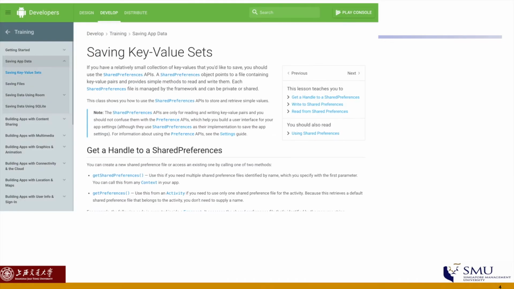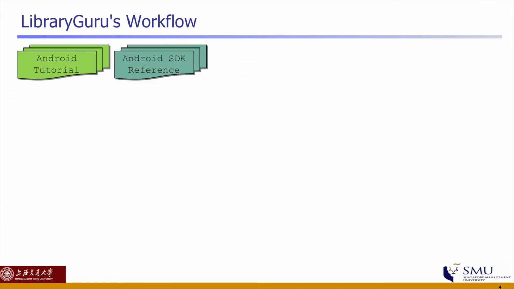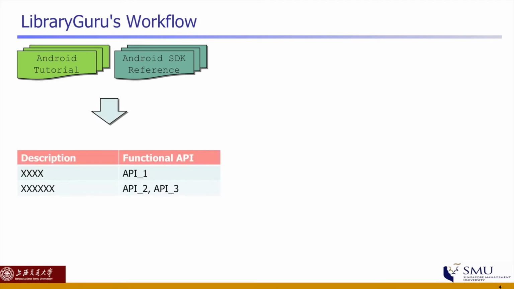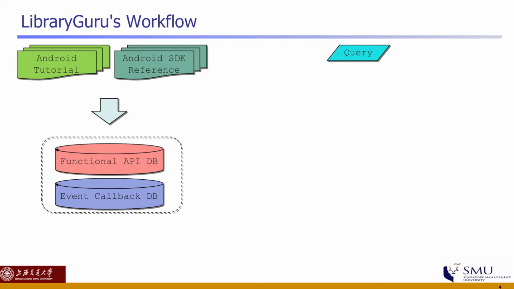The overview of our approach can be divided into two parts. In the first part, we extract correlations between APIs and their descriptions from two sources, Android tutorials and SDK references, and save them into the databases. The second part is the recommendation part.